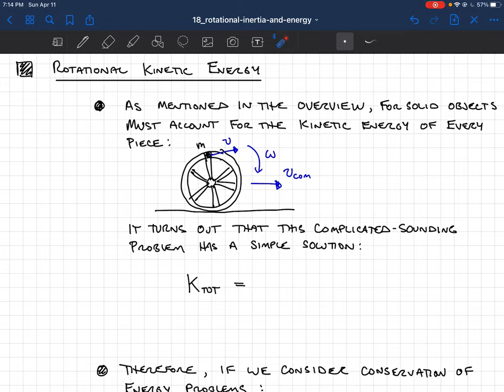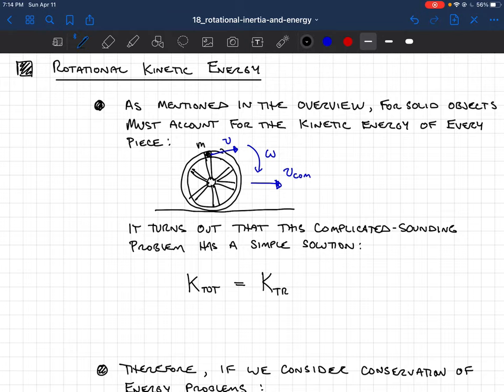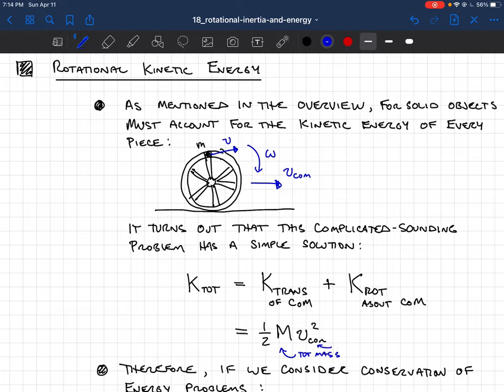So that seems like a very complicated problem. If you want to find the total kinetic energy, you have to add up all the little particles inside. But it turns out that it has a very simple result, and that is that the total kinetic energy is equal to the translational kinetic energy of the whole object plus the rotational kinetic energy of the whole object. So the translational kinetic energy of the center of mass and the rotational kinetic energy about the center of mass. And those two quantities are 1/2 mv², where this is the total mass and this is the speed of the center of mass.